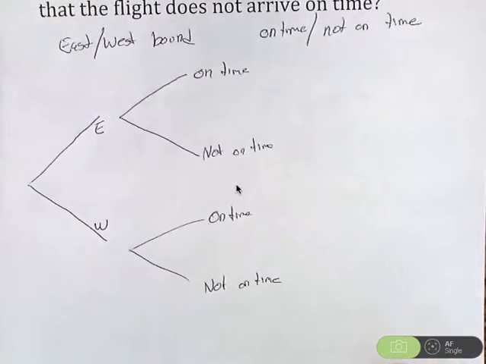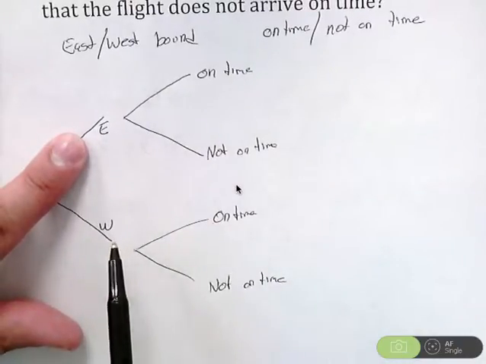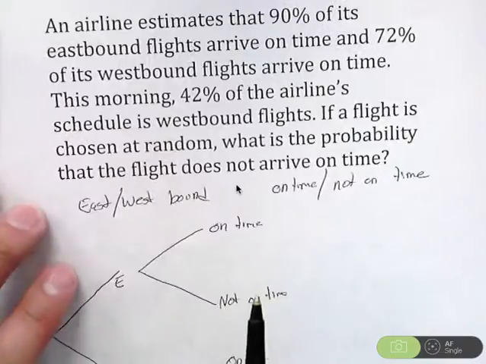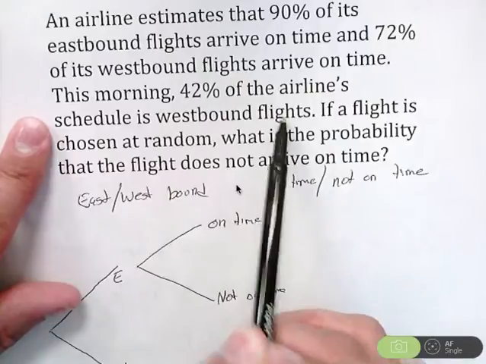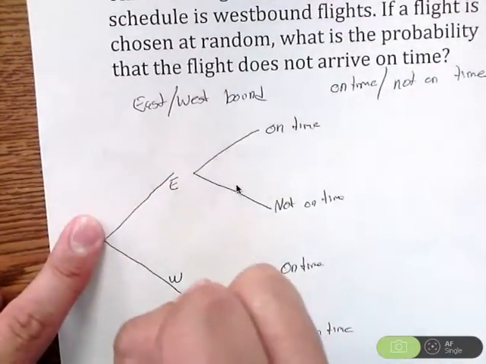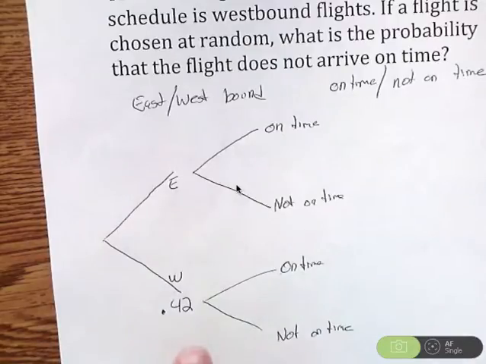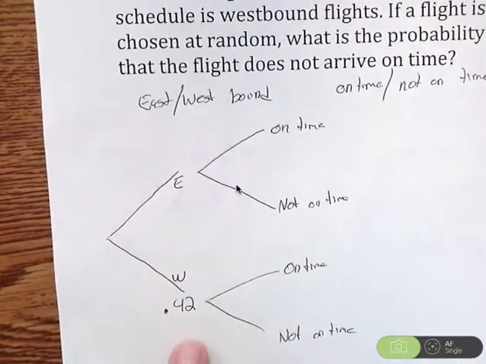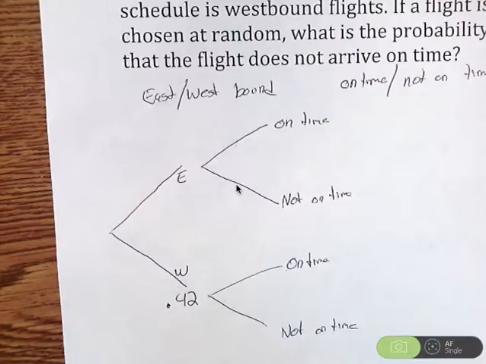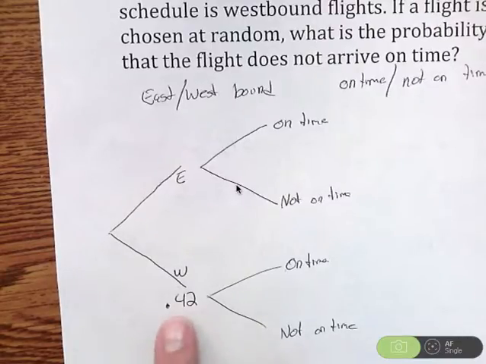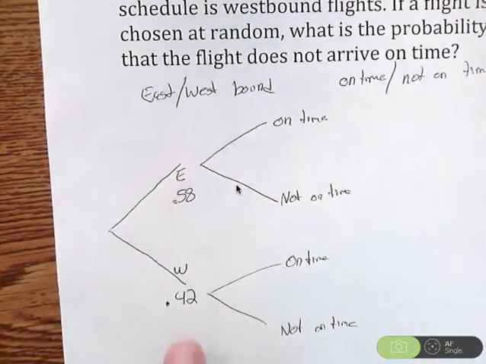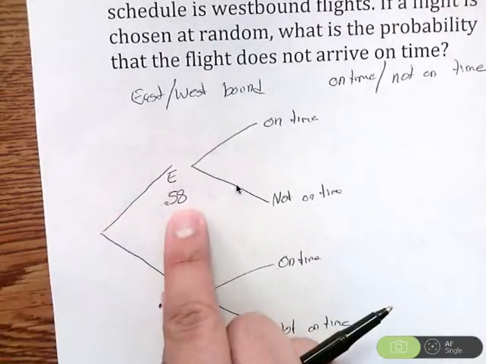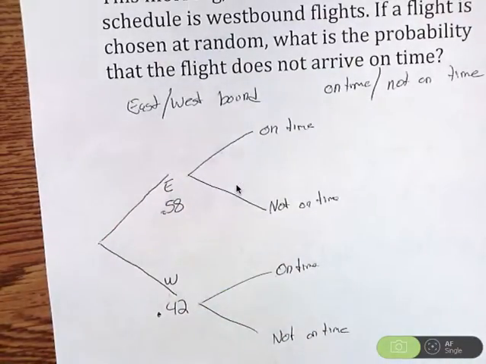Now let's plug in some of these probabilities we have. Let's figure out this first piece, east and westbound flights. If you go back to the problem and read through it again, it says this morning 42% of the airline schedule is westbound flights. So what percent is westbound? That's 0.42. If 0.42 is westbound, then eastbound must be what? Remember, probabilities have to add up to 1. So if this is 0.42, this must be 0.58, and both of those add up to 1. 42% are west, 58% are east. It's one or the other, right? And then let's keep going.